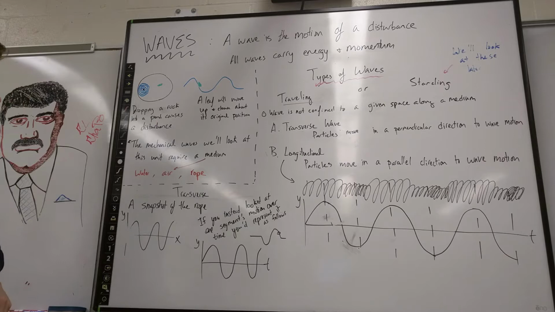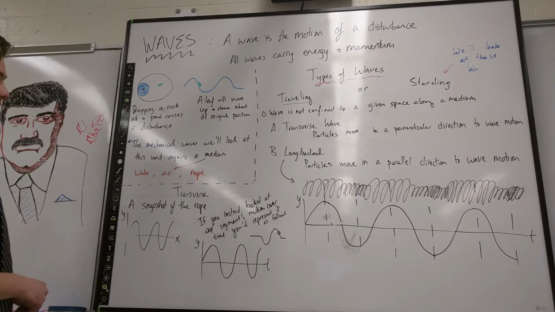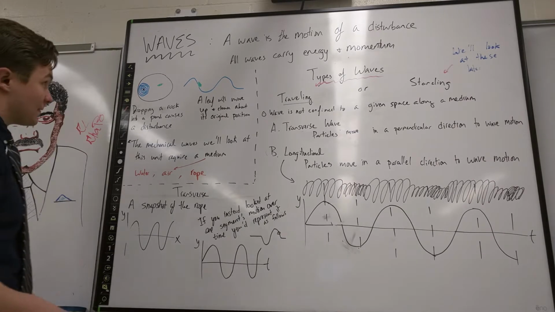I'm just thinking about the edges of a pond are kind of a confined space, but just in the immediate vicinity, it has open space, so we can consider it a traveling wave.